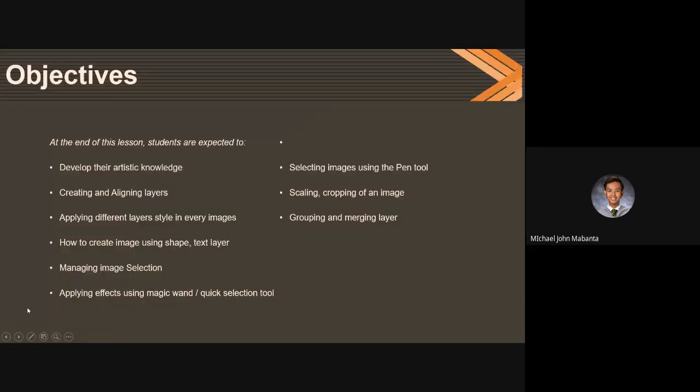So objectives natin ngayon, sa end nitong lesson na to, kailangan nyo ma-develop yung artistic knowledge nyo: creating and aligning layers, applying different layer styles in every image, how to create image using shape and then text layer, managing image selection, applying effects using magic wand and quick selection tool. Then selecting image using pen tools, scaling, cropping an image, grouping and merging layers. So yun yung mga dapat nyo matutunan dito sa lesson 2 natin.